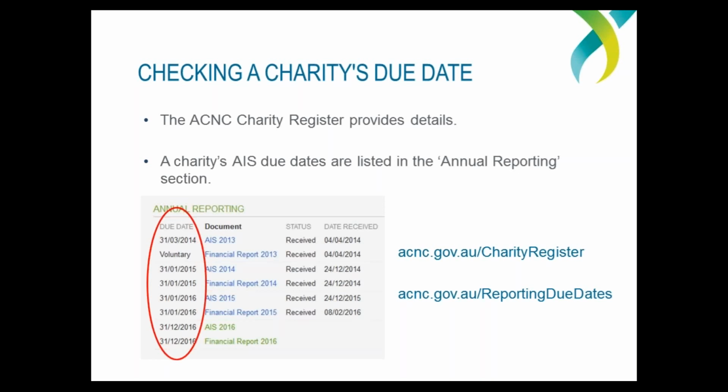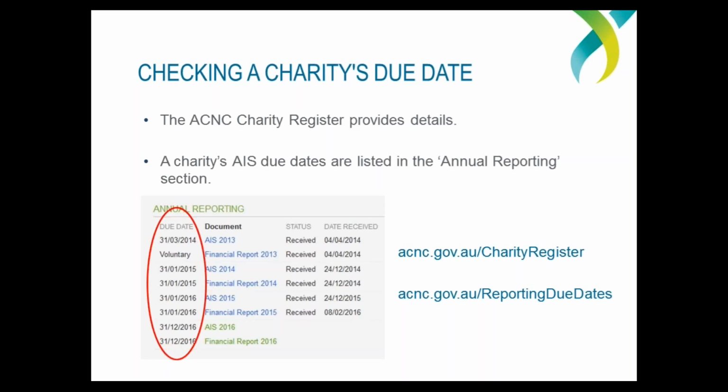And on your listing page, you just need to scroll down to the annual reporting section and you'll see a table similar to the one that's on your screen there, and that will list the due dates for your AIS and, if applicable, your financial report as well. And it'll also show whether or not you've submitted the required documents and, if so, when we received them.